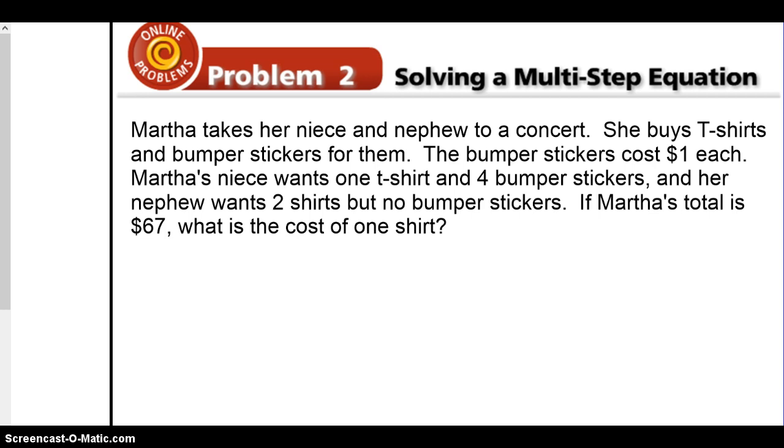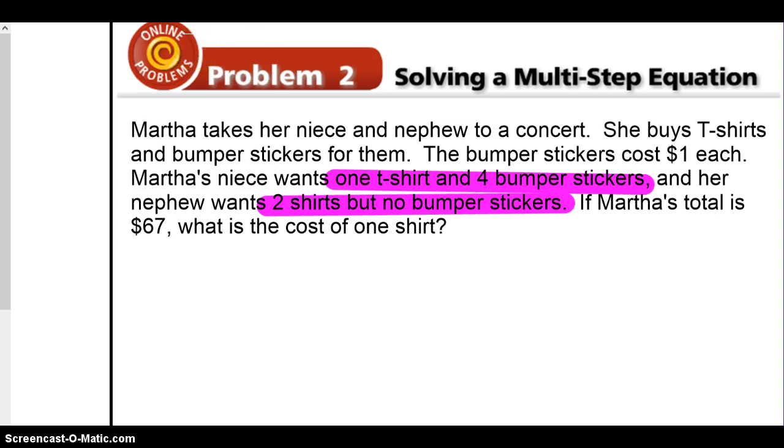The bumper stickers cost $1 each. Martha's niece wants 1 t-shirt and 4 bumper stickers. I think that's going to be important. And her nephew wants 2 shirts, no bumper stickers. Martha's total is $67. What is the cost of 1 shirt?